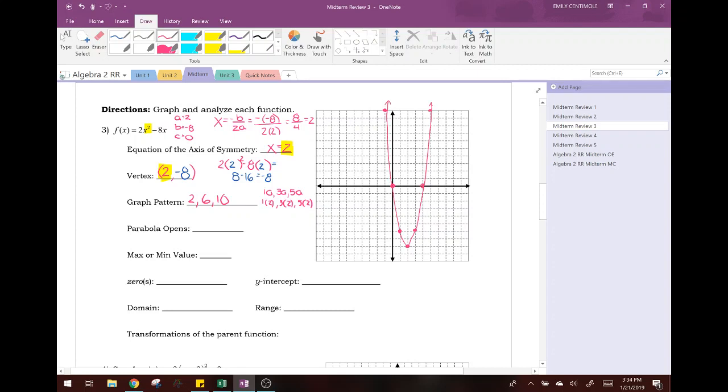Erase if you need to. I usually draw it in 2 motions, okay, just so it's not too difficult for us. Now, this parabola is going to be opening up.